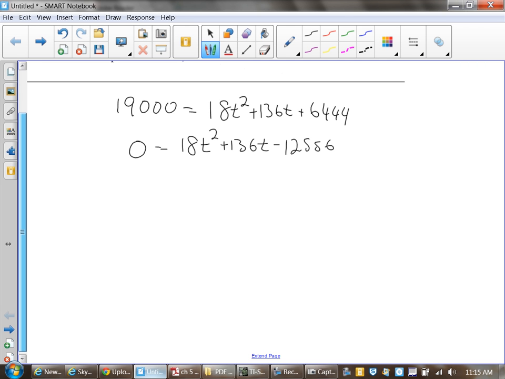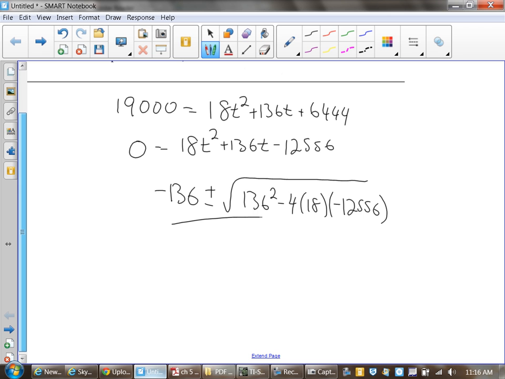What I'm going to do from here is just use the quadratic formula, because it is going to give me my two values of 0, my two intercepts on the x-axis. So you have the opposite of b, negative 136, plus or minus the square root of 136 squared minus 4 times 18 times negative 12,556, all over 2 times 18, which is 36. Okay?